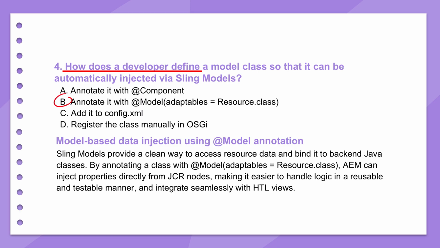Nice. So it's like telling AEM, see this resource, you can automatically make it into one of these model objects I define. Pretty much, yeah. Okay, so why not the other options then? Option A is @Component, C is adding to config.xml, D is manual OSGi registration. Right, so @Component is the standard annotation for making any OSGi service. A Sling Model can be an OSGi service, sure, but it's the @Model annotation with adaptables that specifically marks it as a Sling Model for that automatic injection magic. Okay, @Model is the specific key. Exactly. Adding stuff to config.xml is not really the modern annotation-based way we do Sling Models. And yeah, you could manually register a model as an OSGi service, but honestly, using the @Model annotation is just much cleaner, more declarative. It's the standard practice.